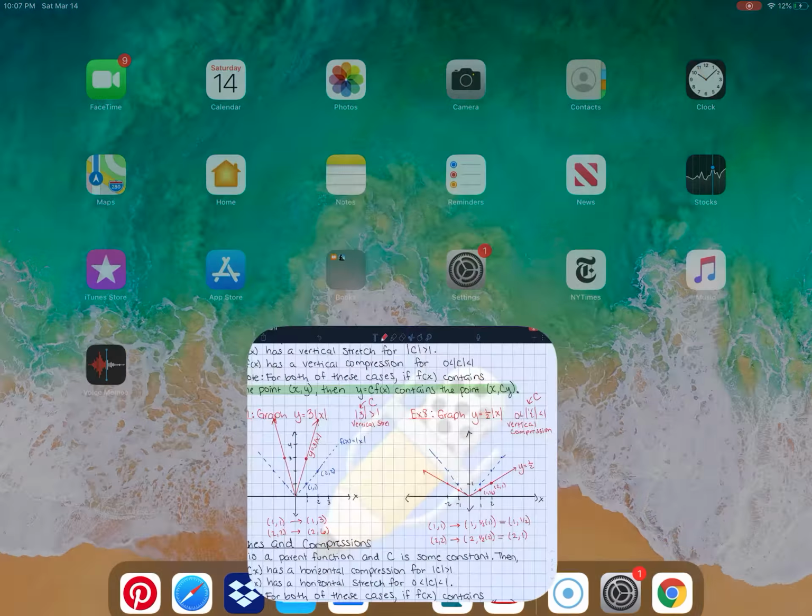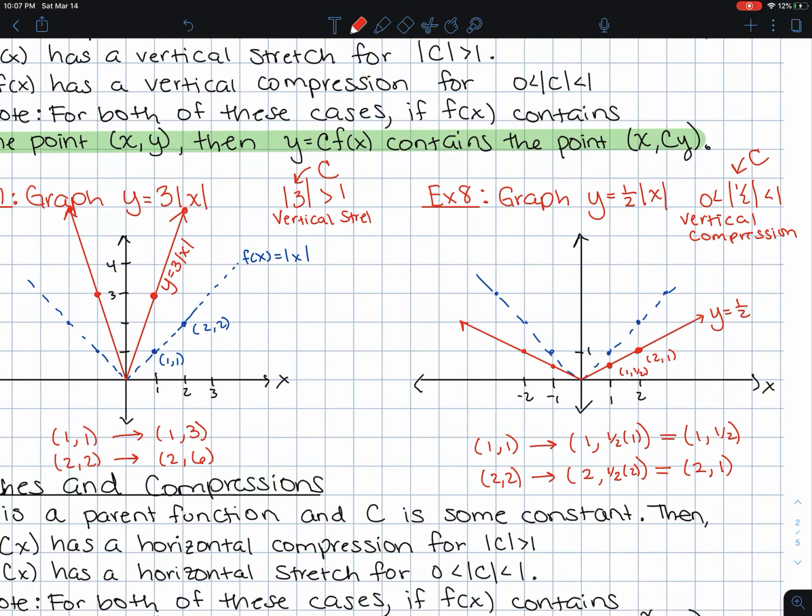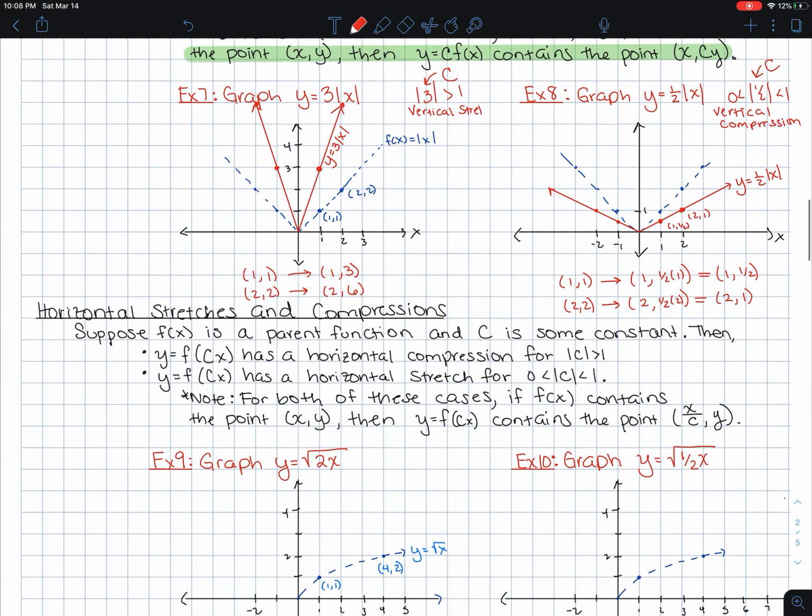And that is our, just like in class, always going to the home screen. And that is our y equals a half absolute value x graph.